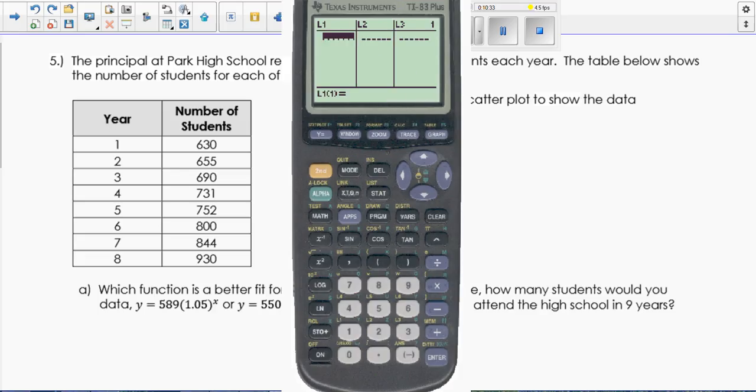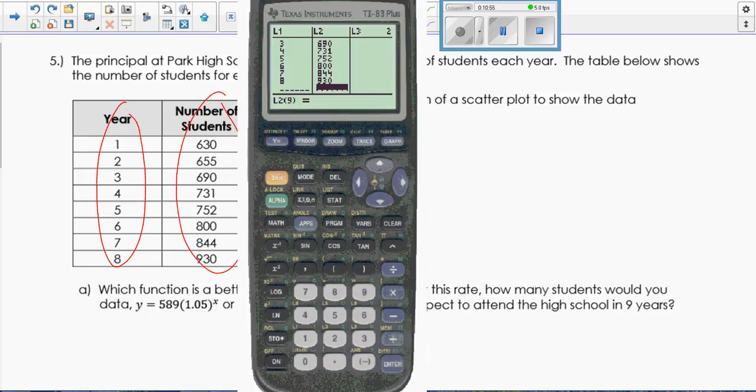Now we actually are going to enter in both list 1 and list 2, because in order to make a scatter plot, you need an x and a y-axis. So your x-axis will be list 1 and your y-axis will be list 2. Go ahead and enter years in list 1 and the number of students in list 2, and I'm going to pause it.